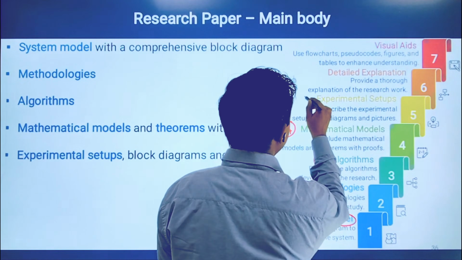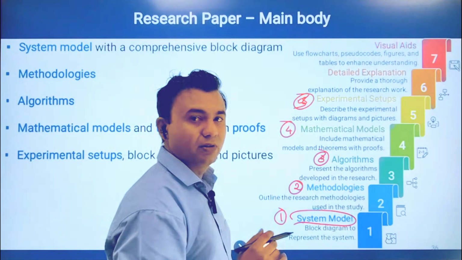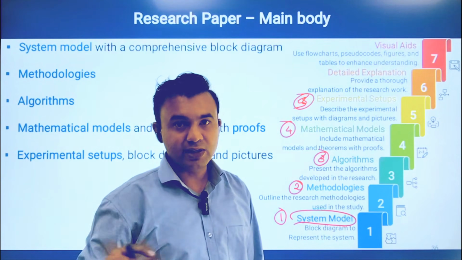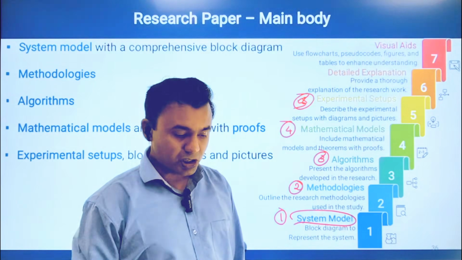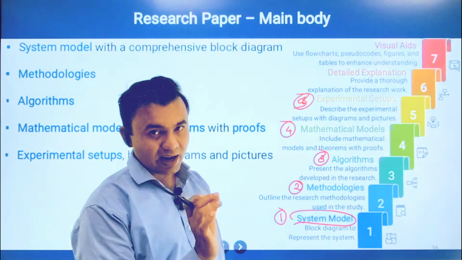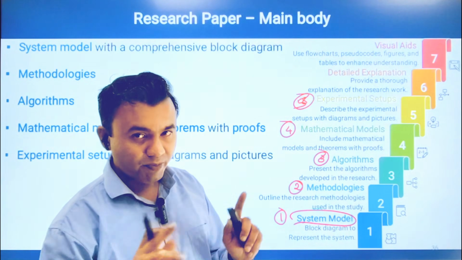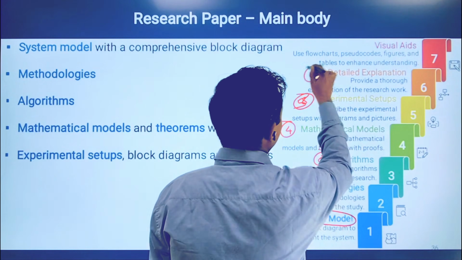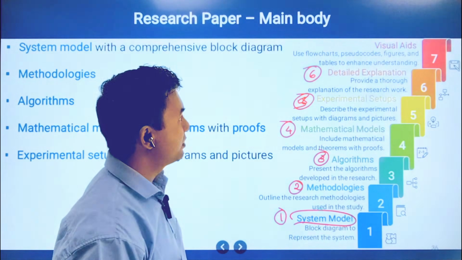If you have an experimental setup, provide that with a picture with the labels of each element on that setup, right? Don't just put a picture, because no one will understand what that picture is about. Put a tag on each piece of equipment saying what it is, and then you publish. Provide a detailed explanation about your research work.